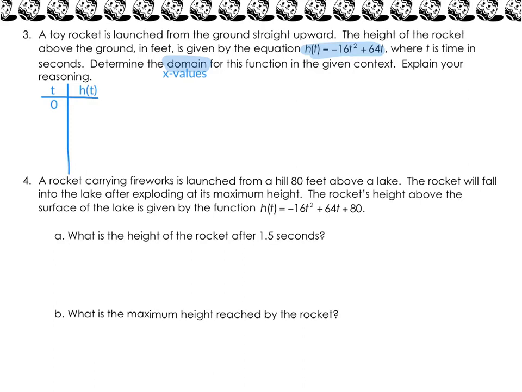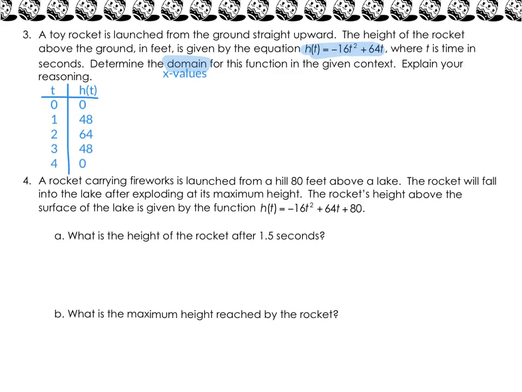When I look at the table, I can see, okay, for 0 seconds, that means that the height is 0. Then at 1 second, the height is 48. And then I just keep looking. At 2 seconds, it's 64. At 3 seconds, it's 48 again. And then at 4 seconds, it's hit 0.